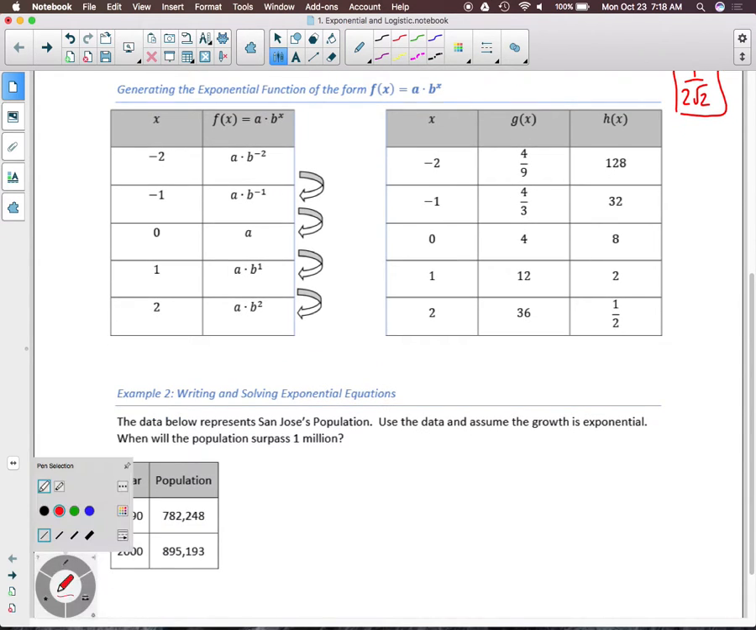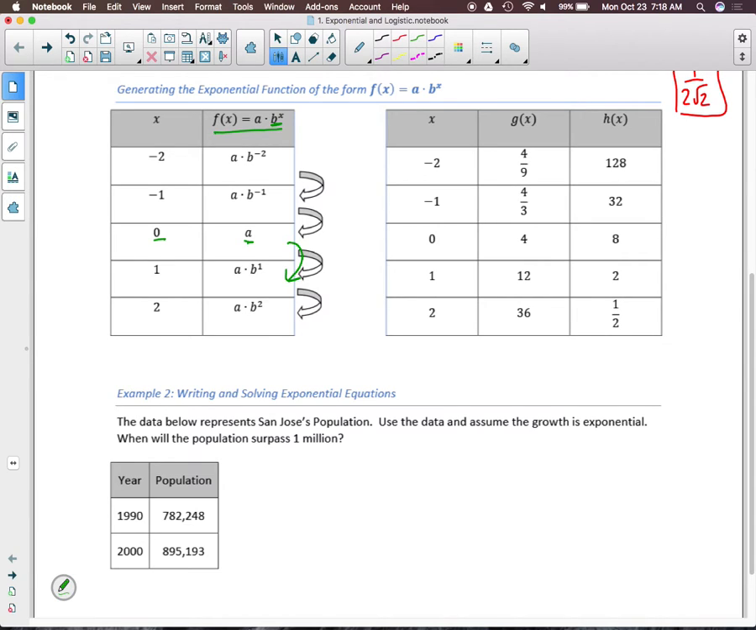What we want to be able to do here is take a table of values or even a graph and create this a times b to the x equation. We have this very general equation where when x is 0, b to the 0 power is going to be 1. So whenever x is 0, we're going to know what the a value is. And then all the exponential function says is that each time I'm going to multiply by the b value. We can use this pattern to help us figure things out.